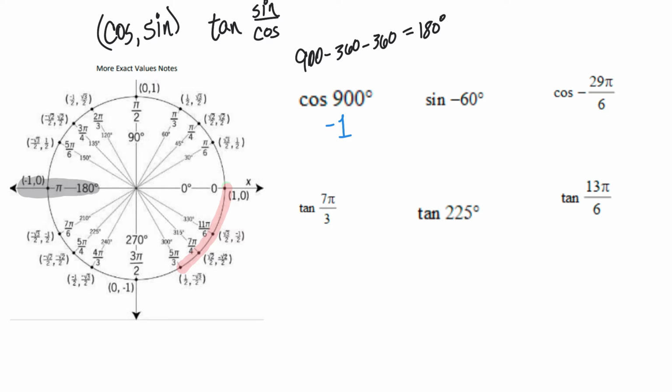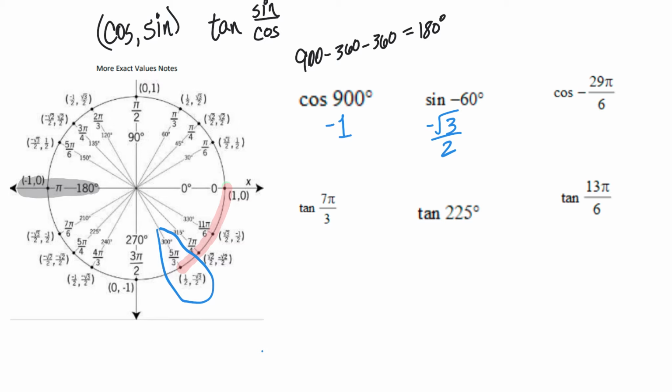Again, this is not the negative sine value. This is just the value of sine, or the sine value of -60 degrees. So we're looking at this value. Sine is our y value. So the y value at this point would be -√3 over 2.